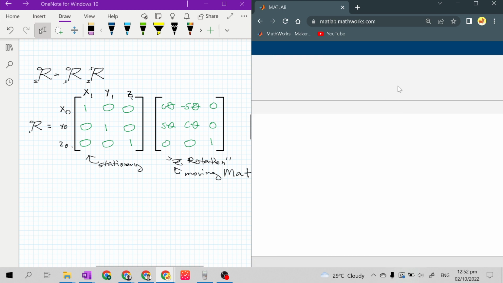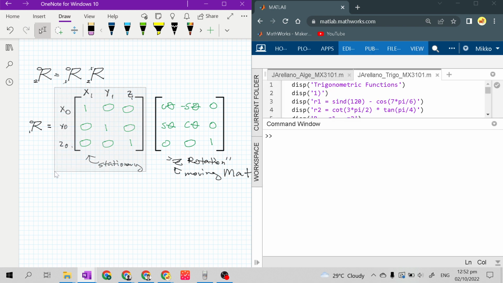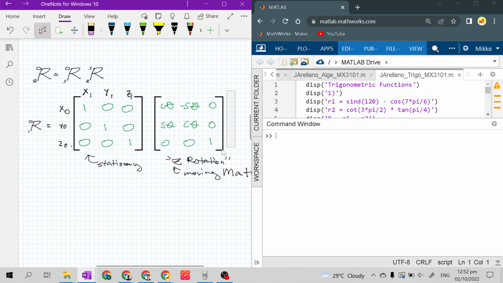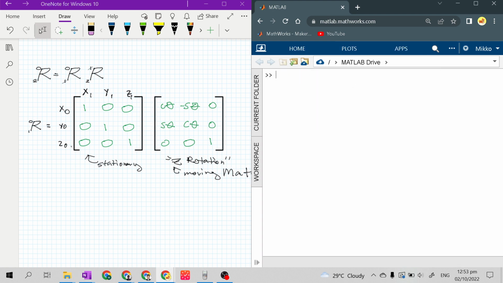So while waiting for Matlab, if you notice that the stationary matrix is an identity matrix, okay? An identity matrix means in matrix algebra it's also considered as a 1. It means if you multiply this identity matrix to another matrix, the answer will be this matrix, the Z-rotation matrix. The definition also of identity matrix in robotics is there will be no rotation if we have a stationary matrix. Okay.